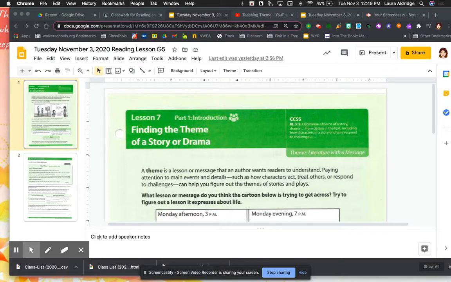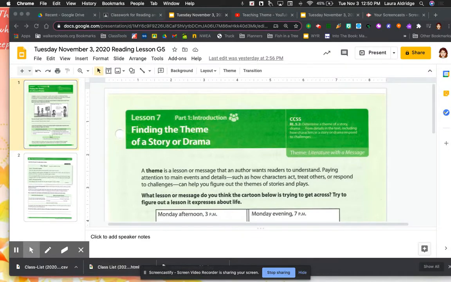Today, for our reading lesson, we're going to be talking about finding theme in a story or a drama. Yesterday, we learned that we can read a drama like we would a story, just understanding that directions and dialogue tell us what the story is doing and what the characters are saying. Well, when we think about themes in a story or a drama, a theme really is that lesson or the message that the author wants readers to understand.